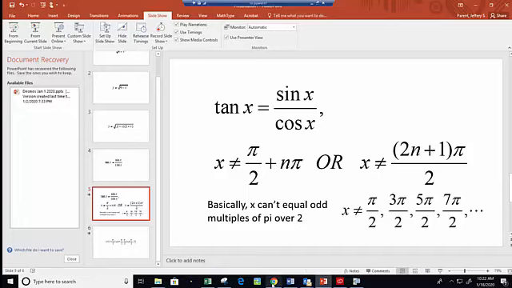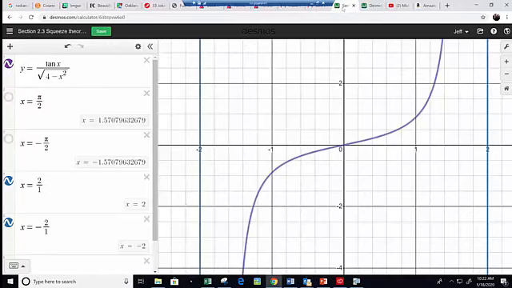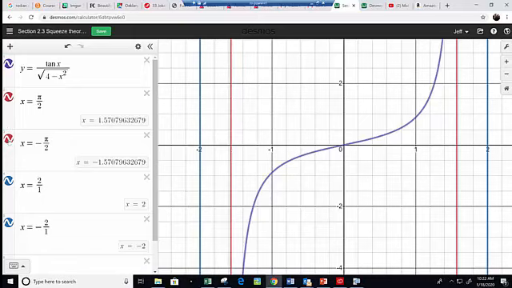So what does that mean for the graph? Well, in our interval from -2 to 2, we only run into 2 of those vertical asymptotes. We run into them right here at pi/2 and here at -pi/2. But what about this space between -2 and -pi/2? Is there anything filling that up? And the answer is yes.